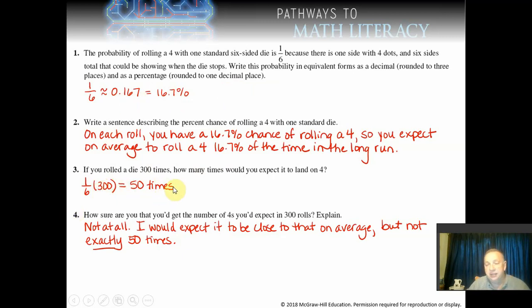I would expect, now it's not going to be that all the time. It could be more, it could be less. I could roll sets of 300, and each set of 300 will be different, but I would be expecting 47, 48, 49, 50, 51, 52, 53, somewhere around the 50 times.